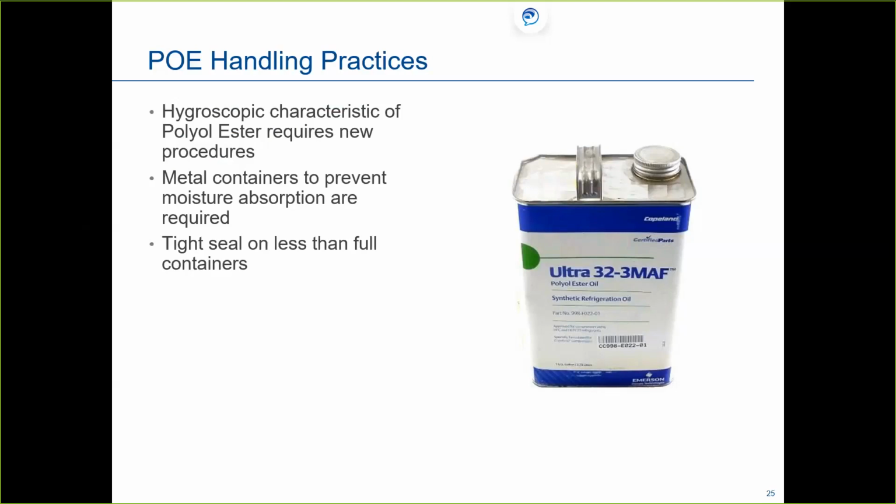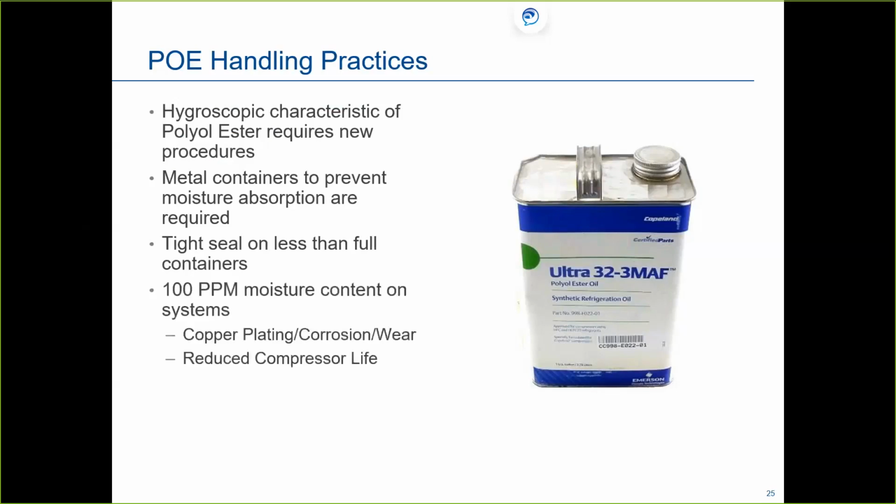Moisture is a killer on a lot of things we do in the refrigeration systems, right? 100 parts per million moisture content in the systems, that's the standard. I think all of our sight glasses typically go off at 75 parts per million, 100 parts per million moisture content on systems. We're going to get copper plating, as we talked about, corrosion, wear, reduced compressor life, okay?